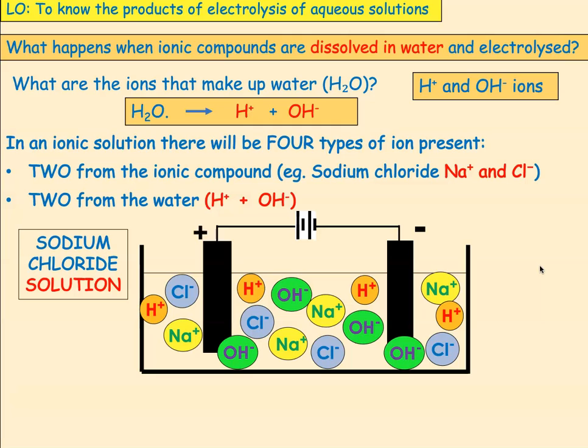So, in an ionic solution, there will be four types of ion present. We've got the ones that we had when they were molten, the ionic solid, sodium and chloride, if we have a sodium chloride solution. And we've got the two from water, H+ and OH-. So we have a situation where we've got two positive ions and two negative ions. And so when they actually move towards the electrodes, which they will do, there has to be a decision made on which one will actually be made into an element.